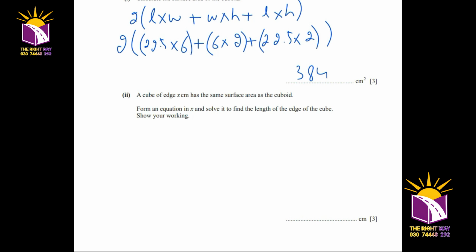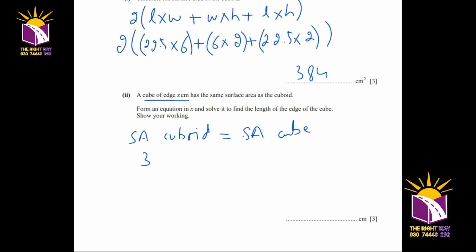A cube of edge x centimeter has the same surface area as the cuboid. Find an equation in x and solve it to find the length of the edge of the cube. What is a cube? A cube has all sides the same, and all sides are x centimeter. So the surface area of the cuboid which we have found will be equal to the surface area of the cube.